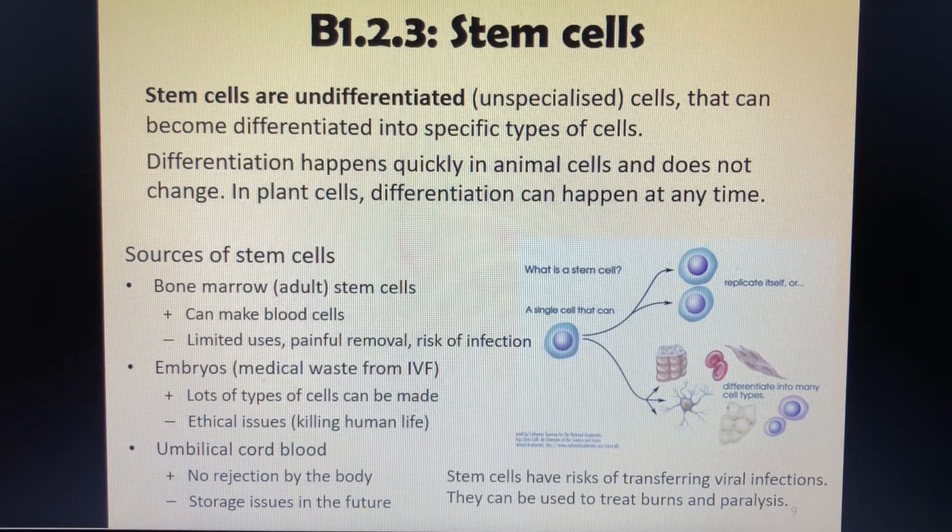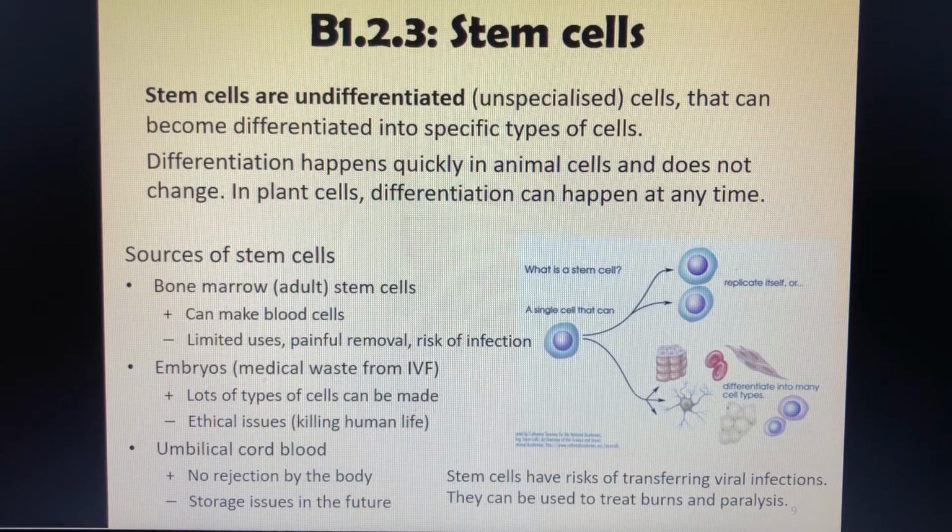Great thing about it is embryos eventually make every cell there is in the human body, so we can get lots of different types of cells. But as you can imagine, as soon as we've fertilised an egg, we have potentially created a human life. So there are lots of ethical issues with using embryos in this way. People saying that that is a human life and we shouldn't be using those cells to make stem cells.